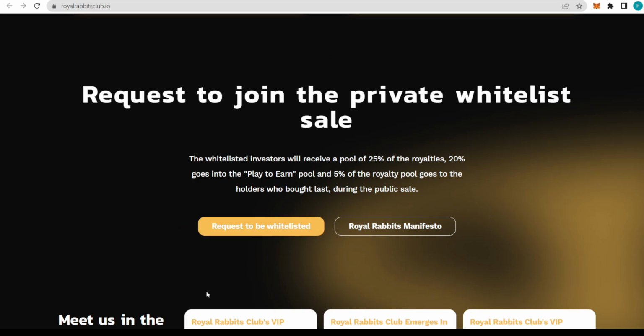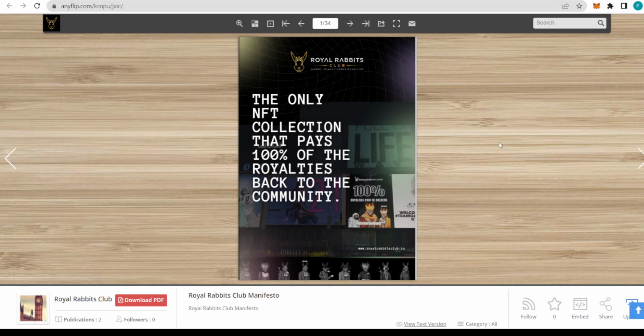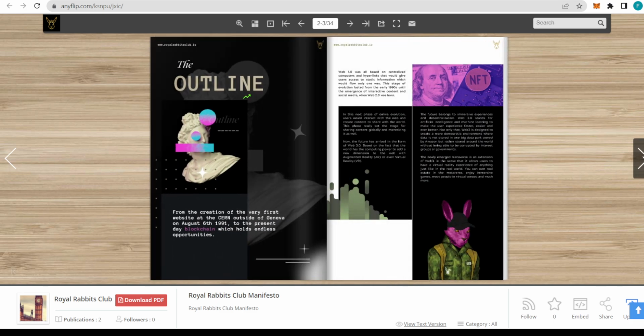The investors from the whitelist will receive a pool of 25% of the royalties. 20% goes into the play to earn, and 5% of the royalty pools go to the holders who bought last during the public sale. And the Royal Rabbits manifesto is right in here. So this is also quite an important bit, and you get to see all of the most important information right in here in this manifesto. I quite like the design of it. It looks basically like a newsletter, like a magazine.